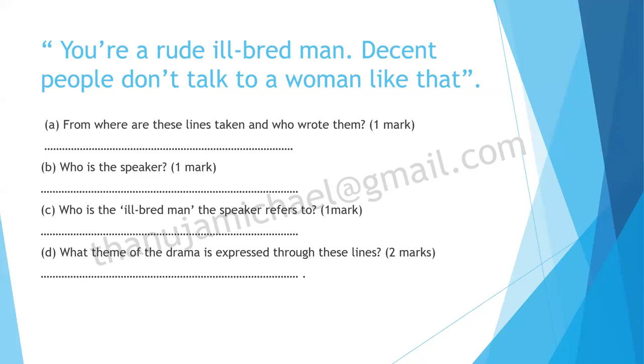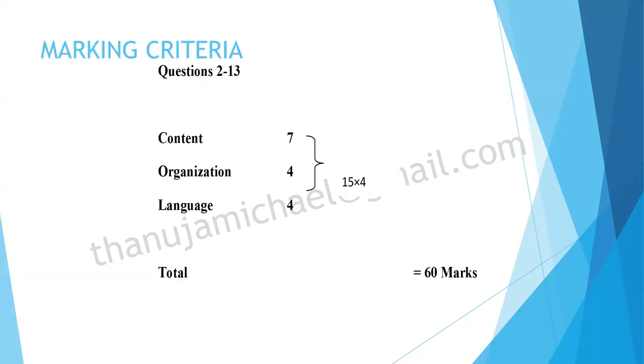So talking about paper two, what do you know about paper two? I know you know a lot. So paper two, as you know, will be marked like this. You'll be getting 7 for content, organization 4, language 4, altogether 15 marks. 15 into 4, it's 60.